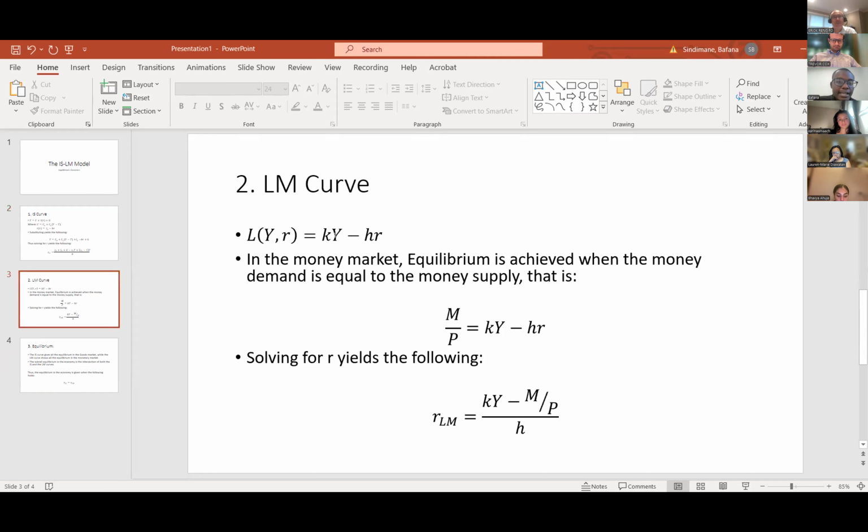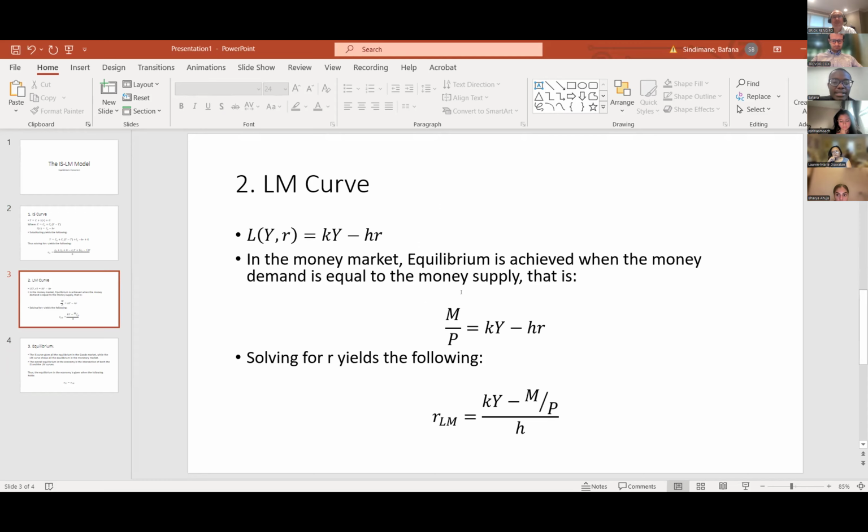And then the LM curve: this is the money demand, which is equal to K multiplied by income minus H multiplied by R. K is how sensitive money demand is to changes in income or output, and H is how sensitive money demand is to changes in the real interest rate.